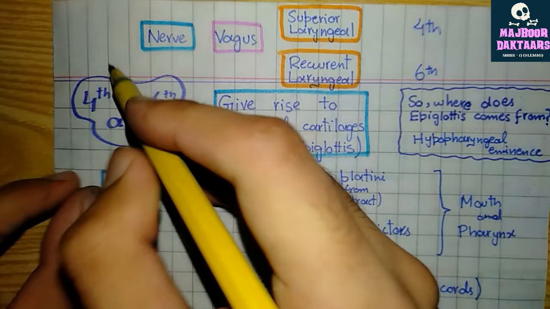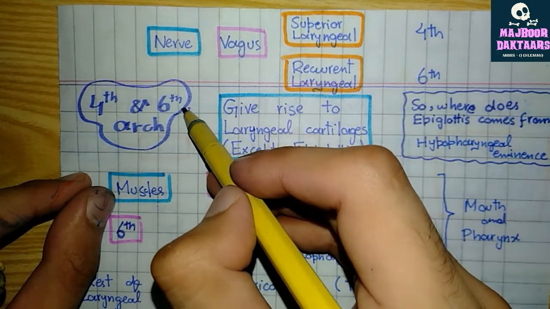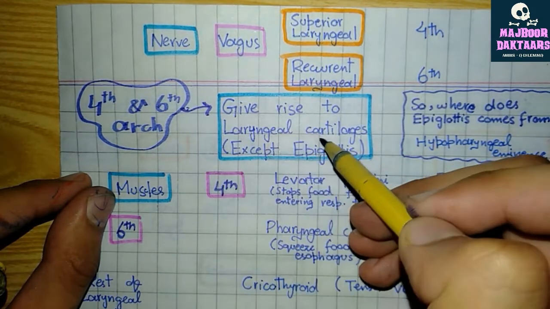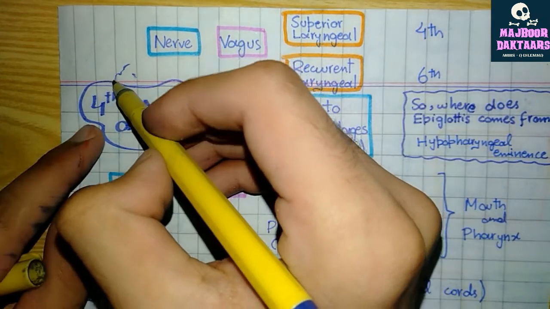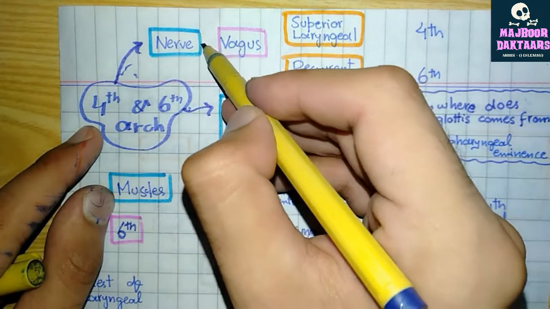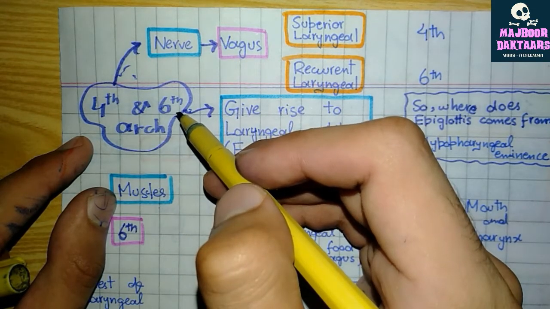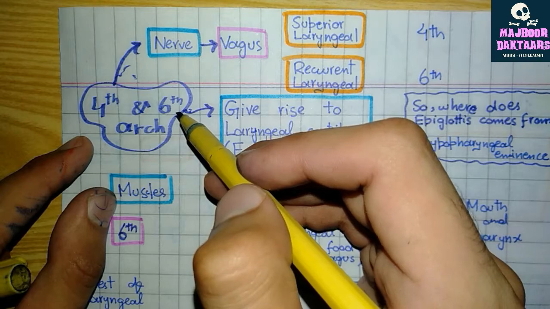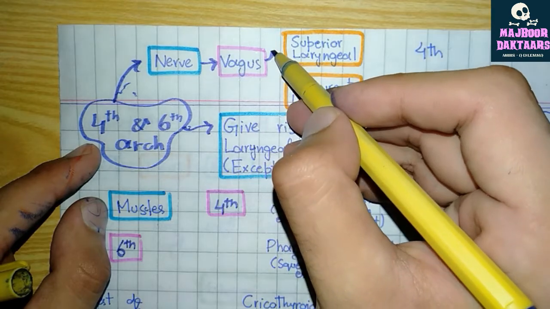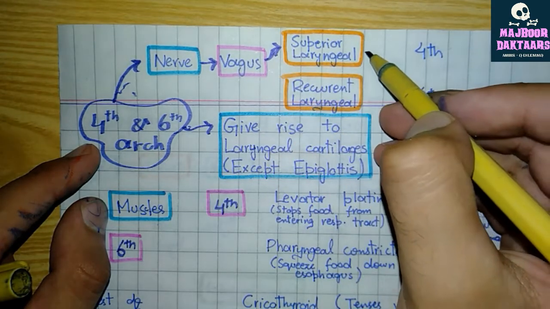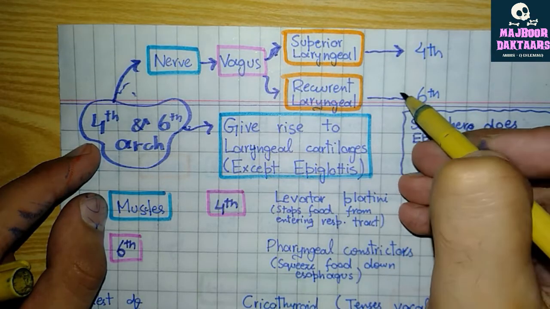Now talking about the fourth and sixth pharyngeal arch. The fourth and sixth pharyngeal arches fuse to give rise to laryngeal cartilage with the exception of the epiglottis. So the nerves of these include the vagus nerve, which goes to both fourth and sixth arches. The fifth one, we are not talking about because it regresses with time. So the vagus nerve, specifically the superior laryngeal branch of the vagus nerve, gives rise to the fourth arch, while the recurrent laryngeal gives rise to the sixth arch.